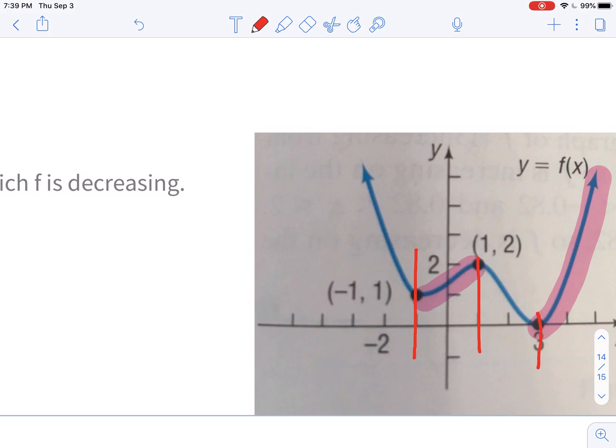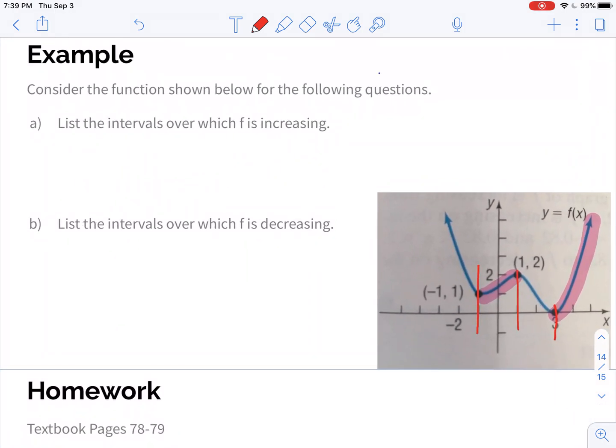And this is going to be defining where it's increasing. I only talk about these things in terms of x. I'm not going to use their y values whatsoever. I'm only going to look from x to x.